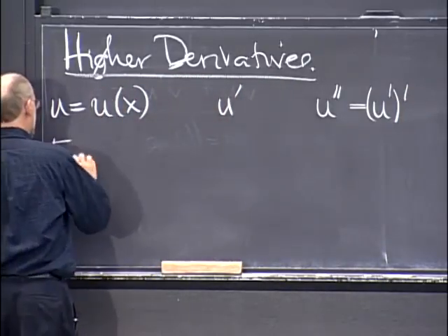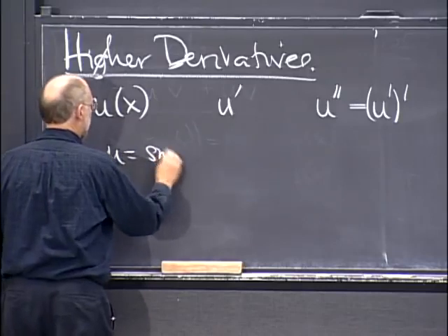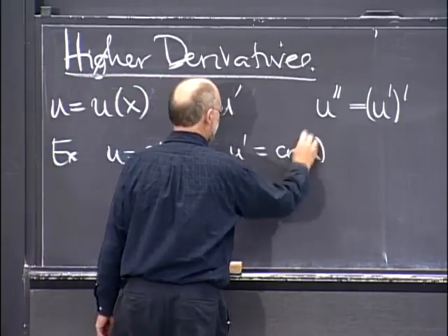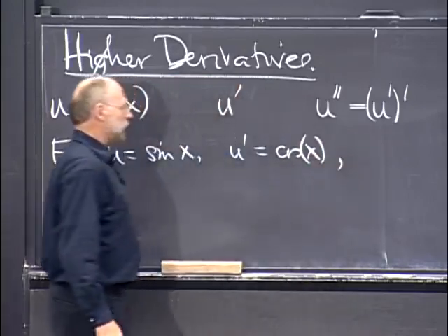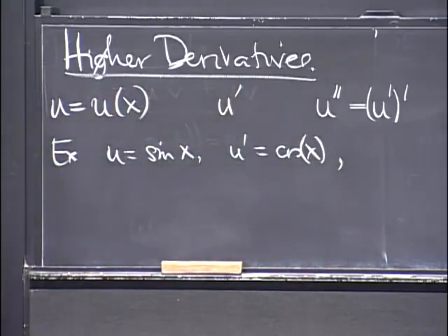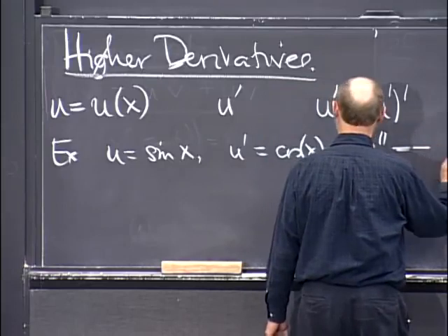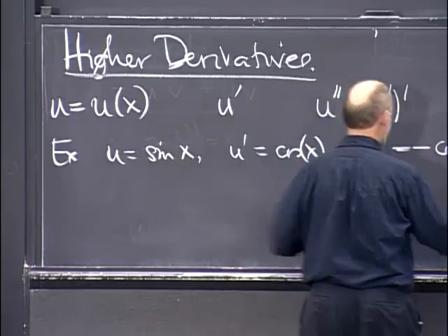For example, if u is the sine of x, so u prime is the cosine of x. Has Professor Jerison talked about what the derivative of cosine is? What is it? Okay, so u prime prime is minus the sine of x.